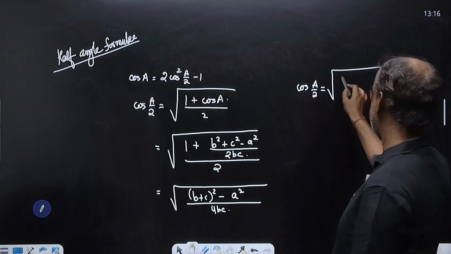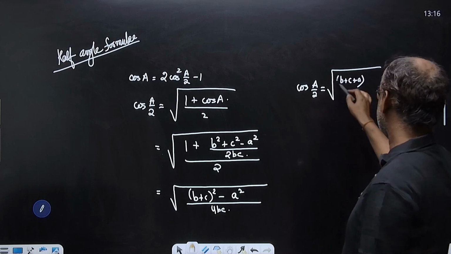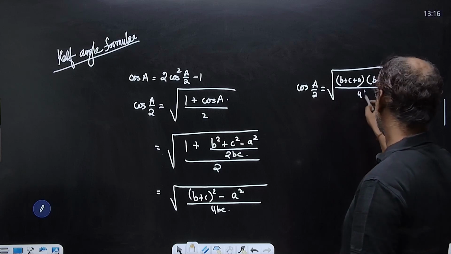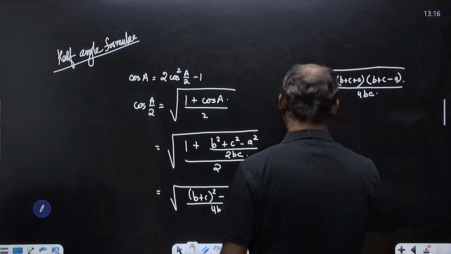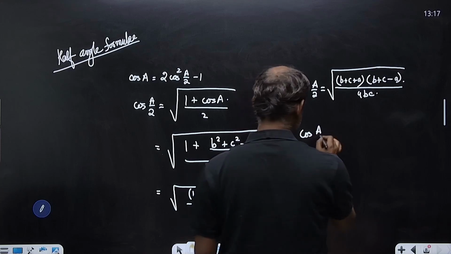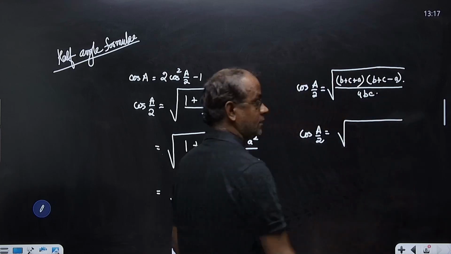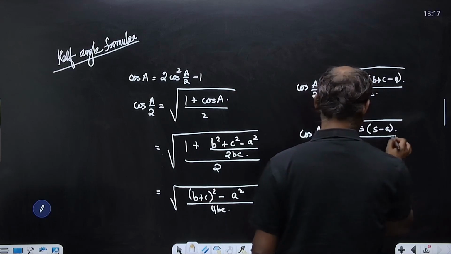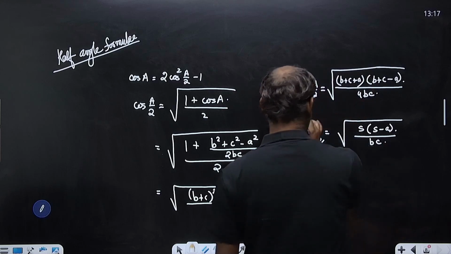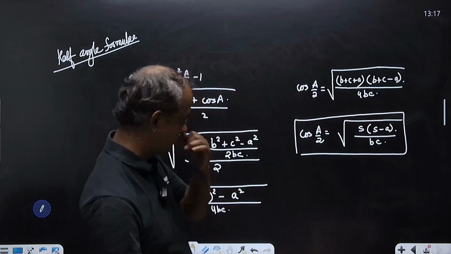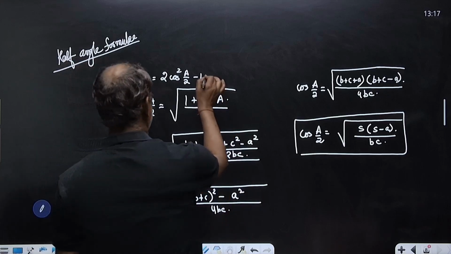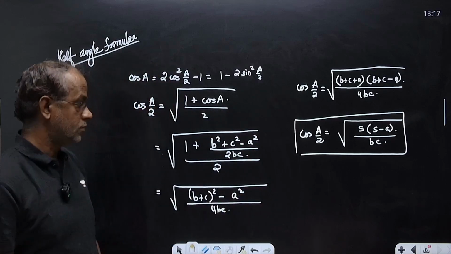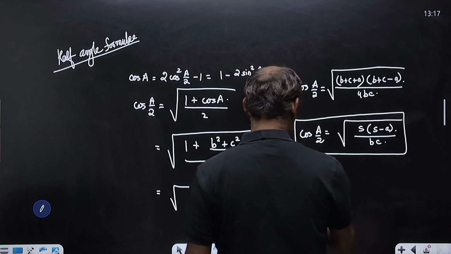is, you can see, B plus C plus A. So cos A by 2, B plus C plus A by 2 is S. B plus C minus A by 2 is S minus A. You can also write this as 1 minus 2 sine square A by 2 and do the similar exercise to get sine A by 2. I am just writing it, okay.